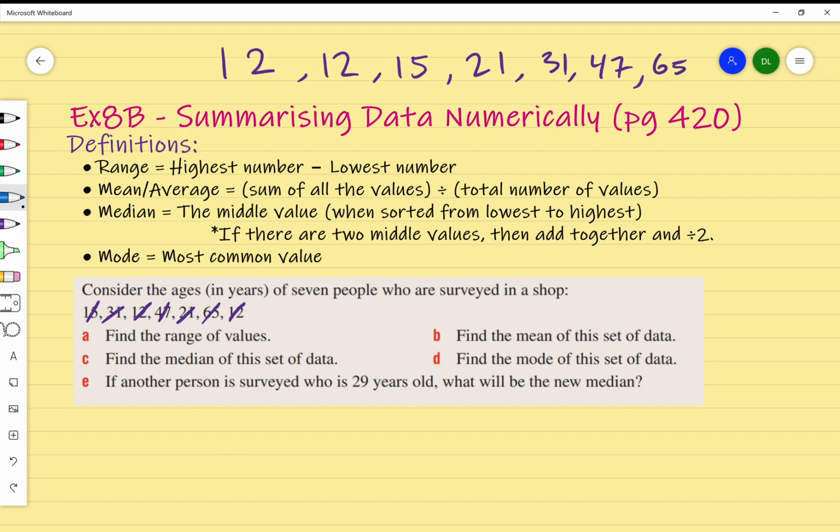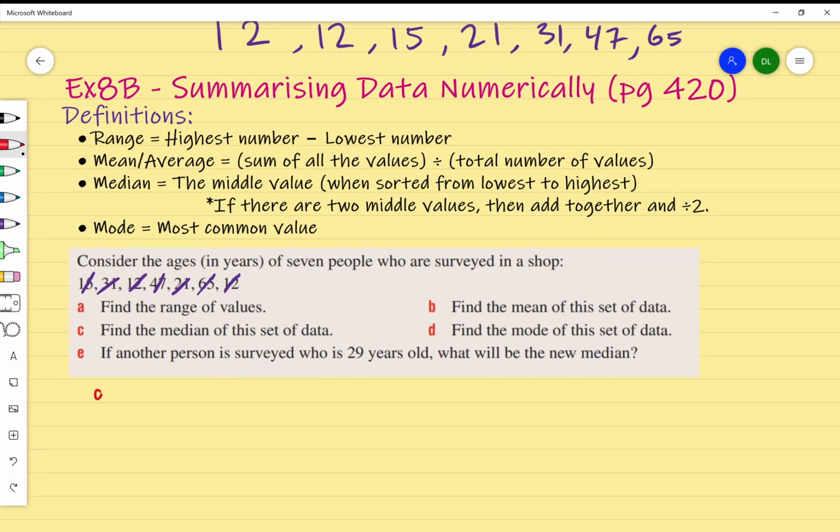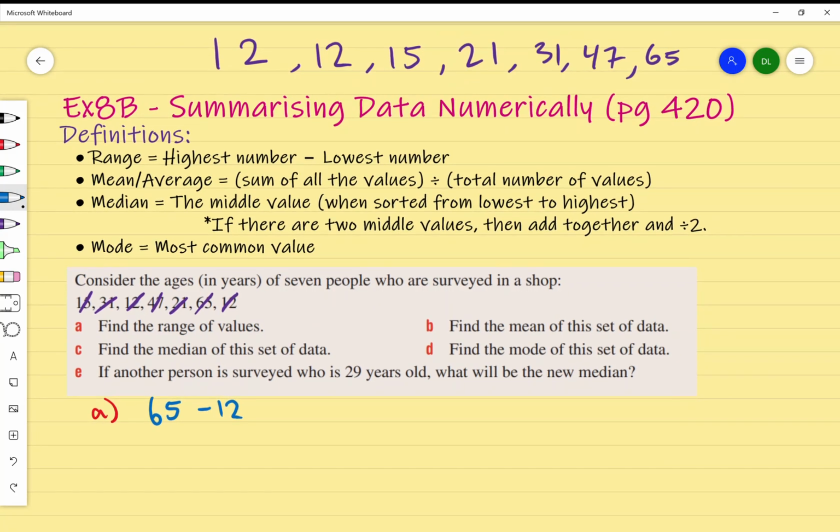Now to find the range of values, we take away the lowest number from the highest number. I know that the range of values I can say is 65, take away 12. And putting that in the calculator or solving it by hand, you get 53. And so the range of ages is 53.